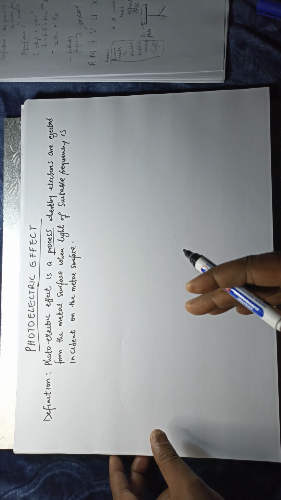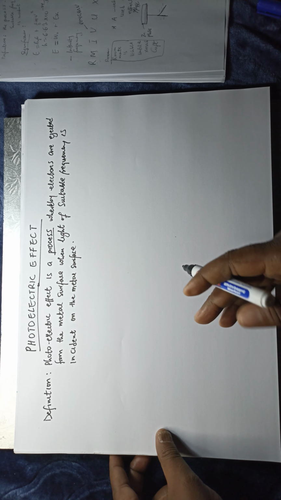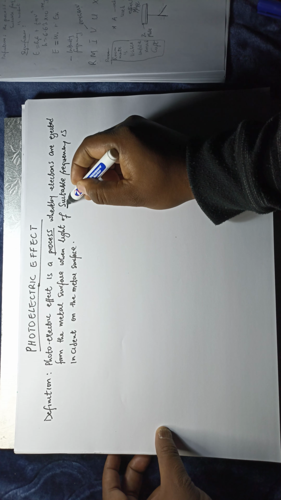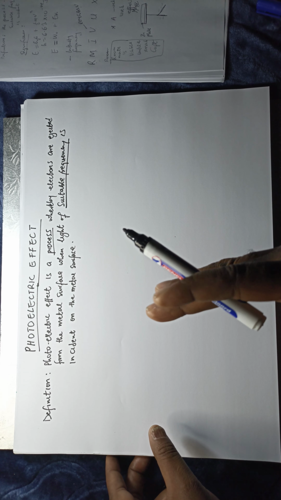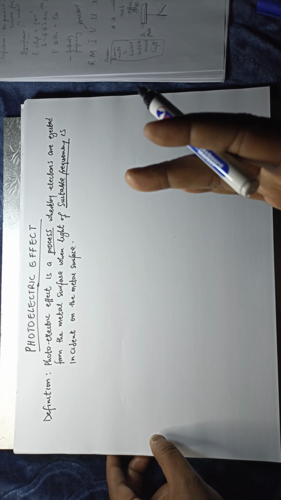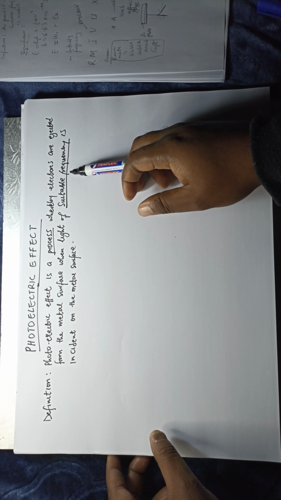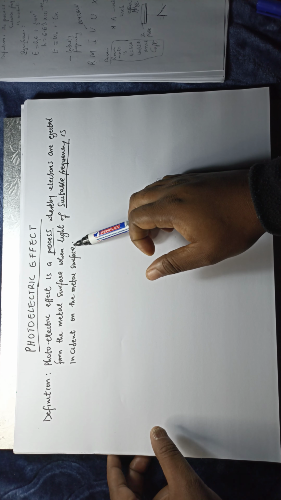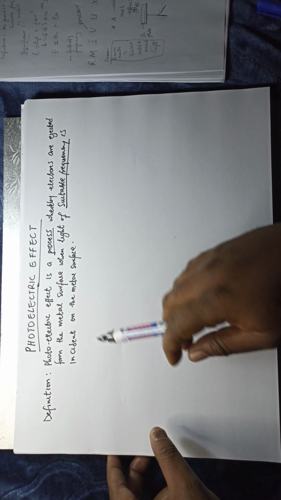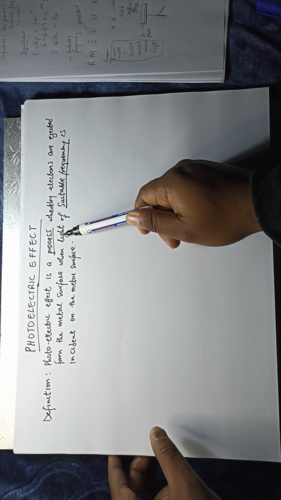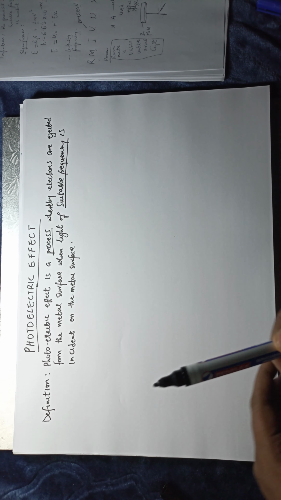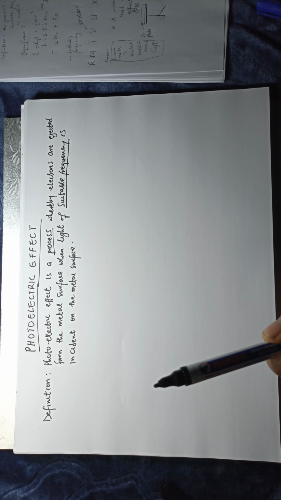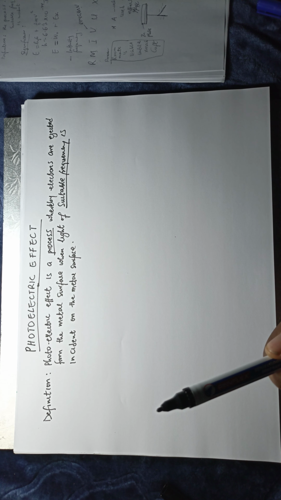So in defining this, we should make sure we use the keywords here. This is a process whereby electrons are ejected from the metal surface if a light of suitable frequency is incident on it. Here we are concentrating on light, but actually you can observe photoelectric effect in all the electromagnetic radiations.